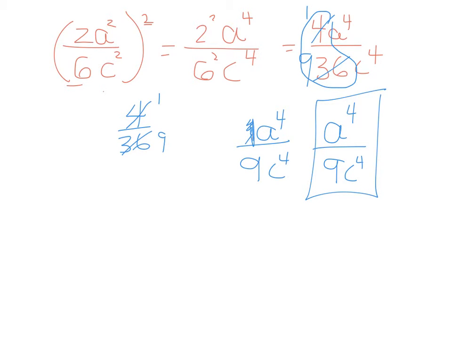Now I would need that 1 there if that was the only thing left on the top of that fraction. If it was the only thing left in the numerator, it would need to stay. But because I have other things there, I can write a to the fourth over 9c to the fourth. Okay, so that was power of a quotient.